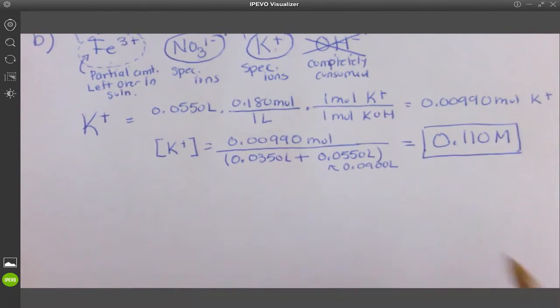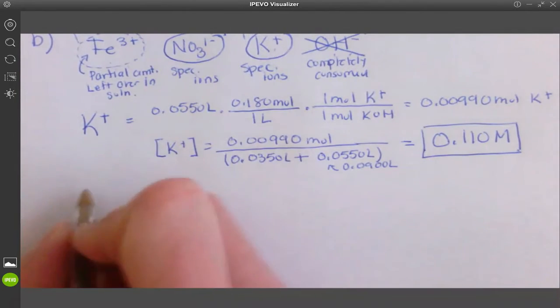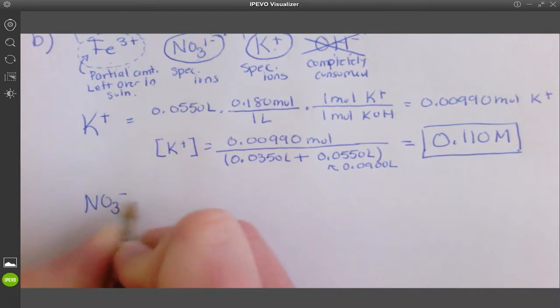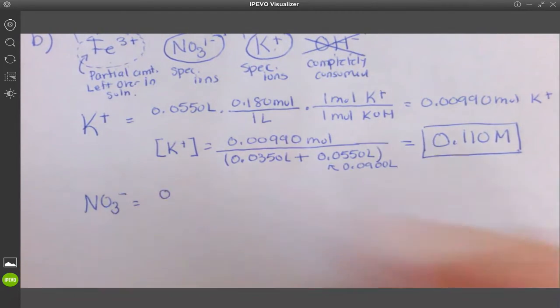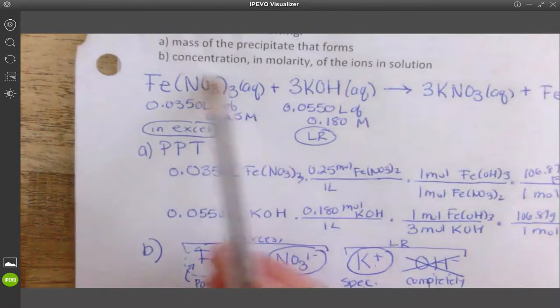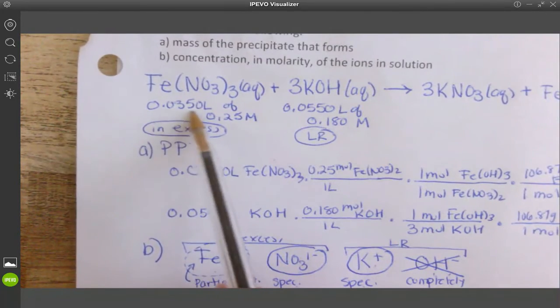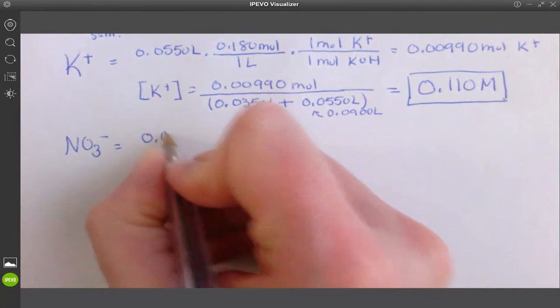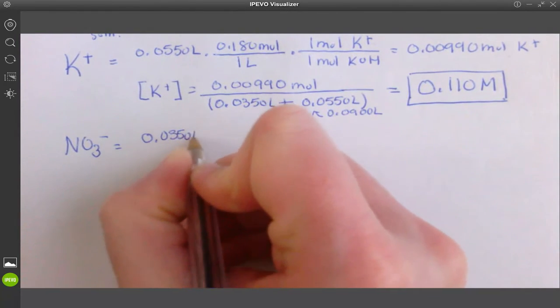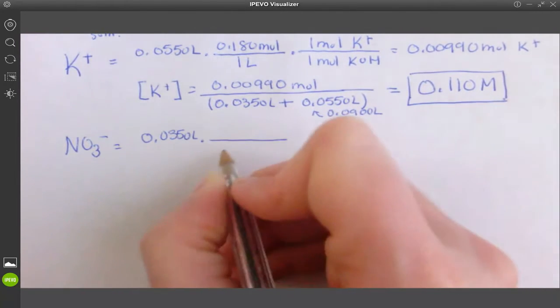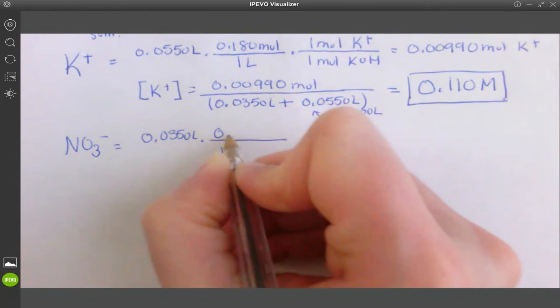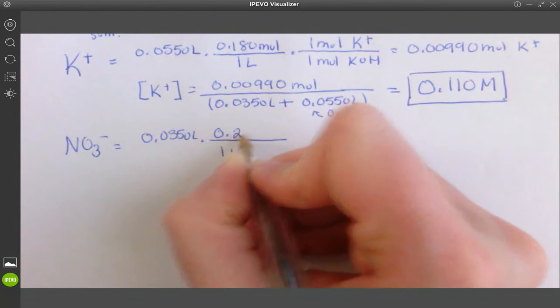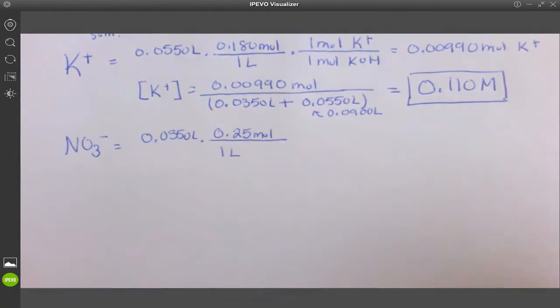I'm now going to go ahead and do that for the other spectator ion, my nitrate. So I'm going to start with the iron nitrate solution, this one up here. So I had my 0.035 liters of a 0.25 molar solution. So I'm going to again start with my volume, 0.0350 liters, using the concentration again of the iron 3 nitrate, which was 0.25 mole per liter.